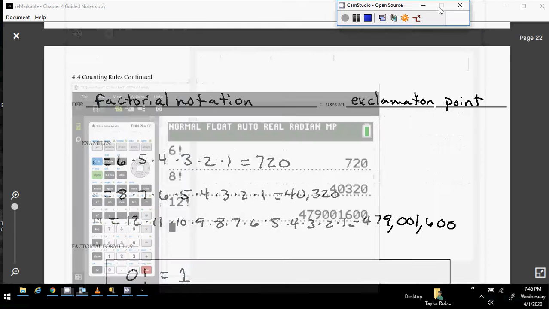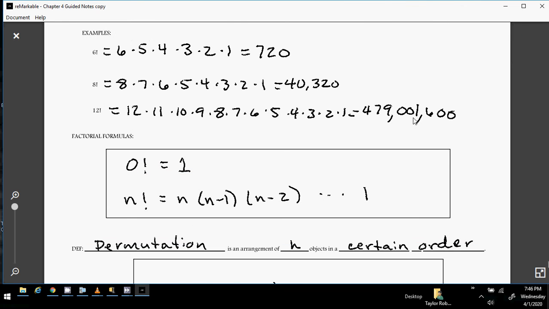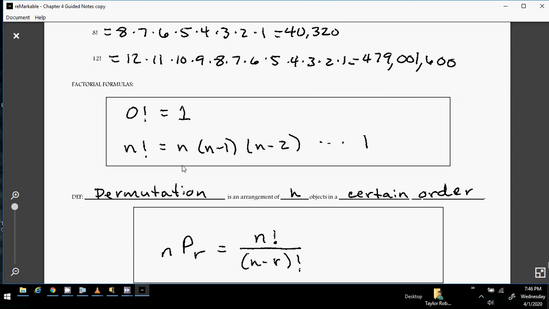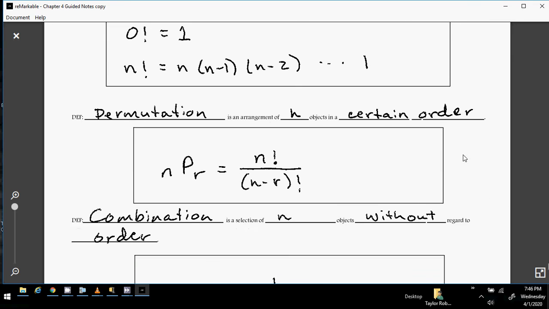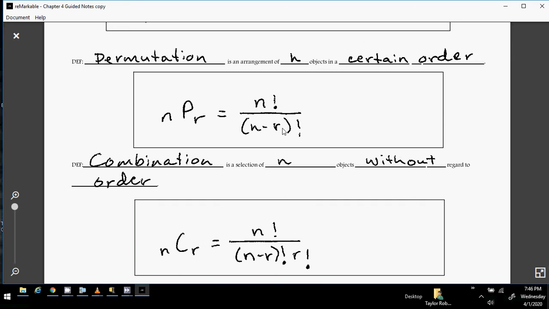Now the other part of 4.4 in this section is completely calculator based. There's some formulas. 0 factorial does equal 1. You can calculate that on a calculator. This is the same thing we just talked about. If we're doing 6, then we do 6, 5, 4, 3, 2, 1, and so on. Then we talk about 2 things called permutations and combinations. What you really need to know is you use a permutation formula if there has to be a certain order to the different objects.